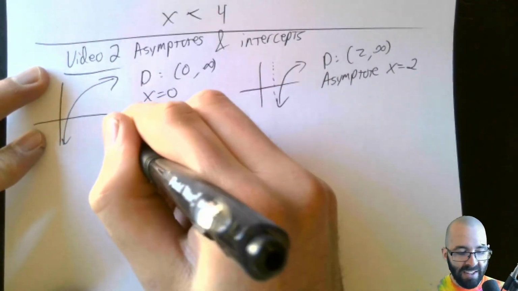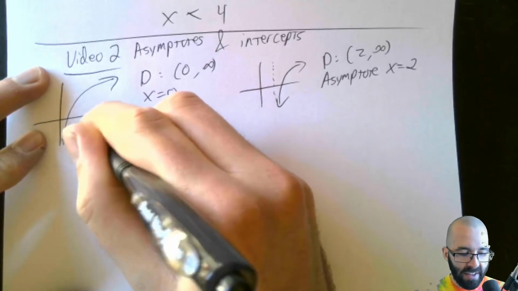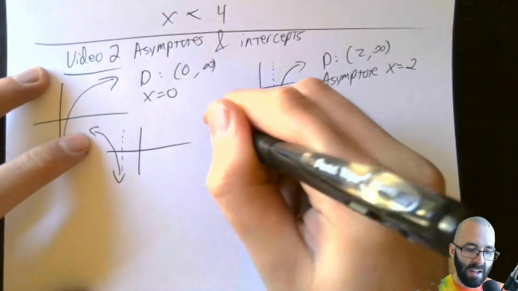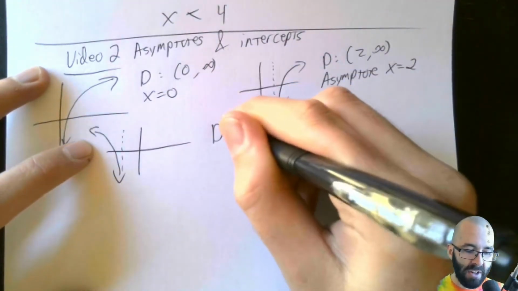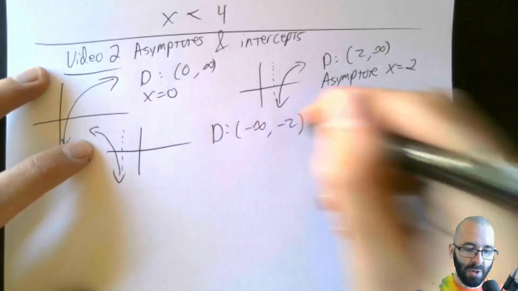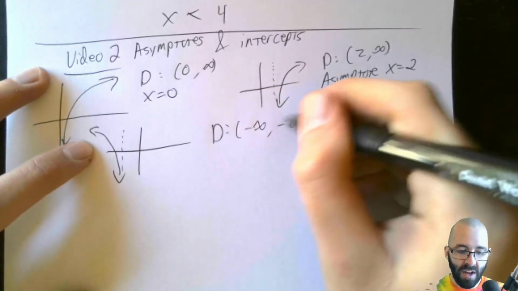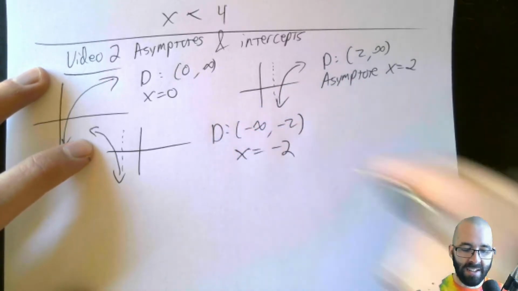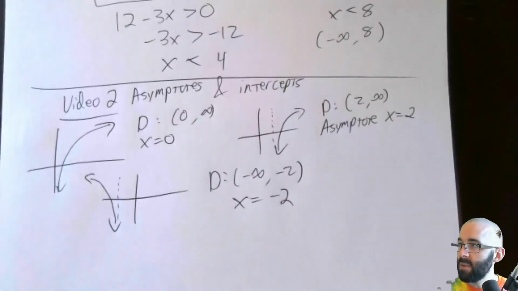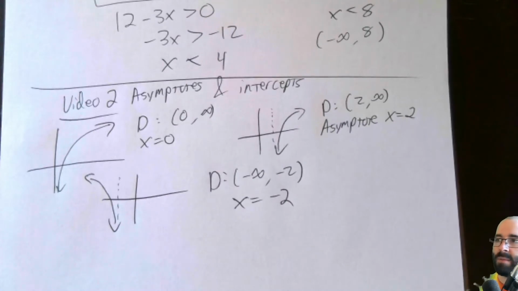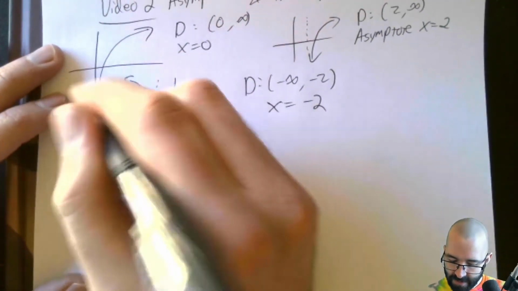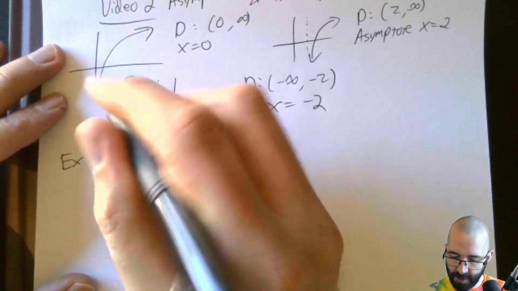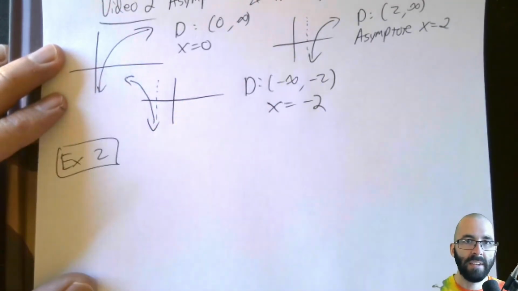Even if I reflect it and move it over and maybe we get something like that, the domain here would be negative infinity to negative 2 or whatever. But again, the asymptote just comes along with the domain. The asymptote would be x is equal to negative 2. So if you can find the domain, the asymptote is no problem. Okay? So example 3, 2, 1.